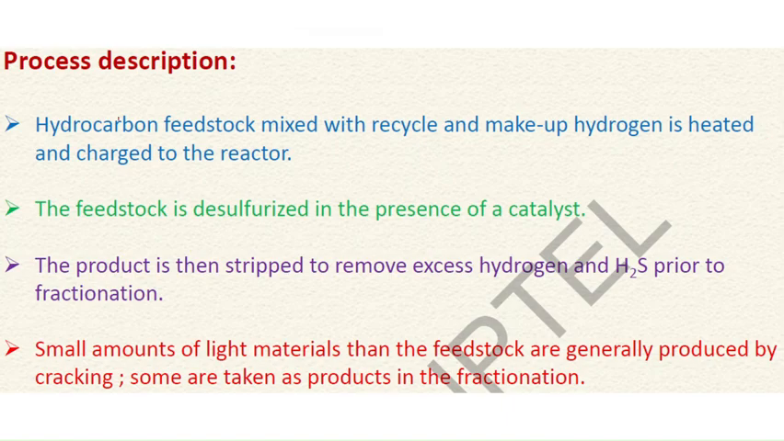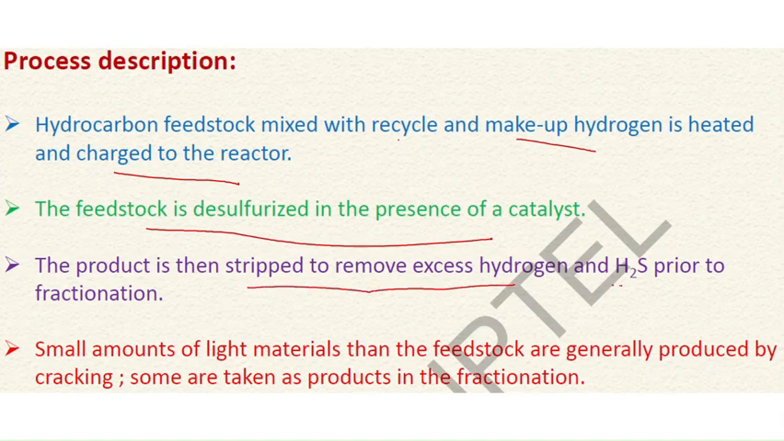Now coming to the process description: hydrocarbon feedstock mixed with recycle and makeup hydrogen is heated and charged to the reactor, as I told, and the feedstock is desulfurized in the presence of a catalyst. The product is then stripped to remove excess hydrogen and H2S prior to fractionation. A small amount of lighter products than the feedstock are generally produced by cracking. Some are taken as products in the fractionation.